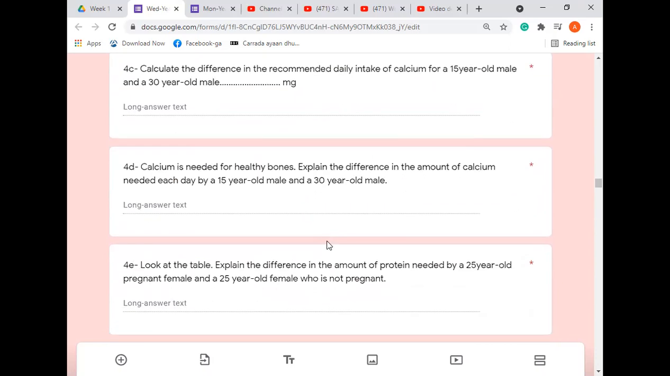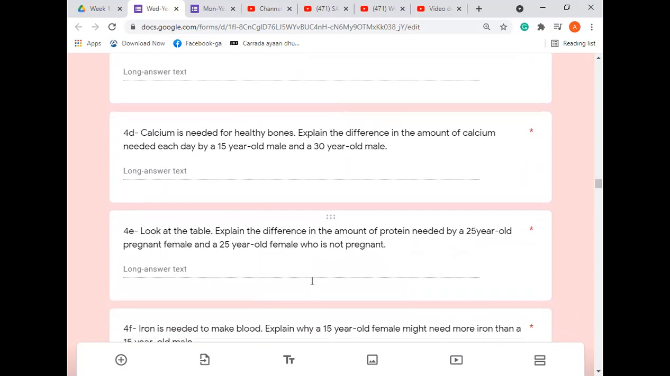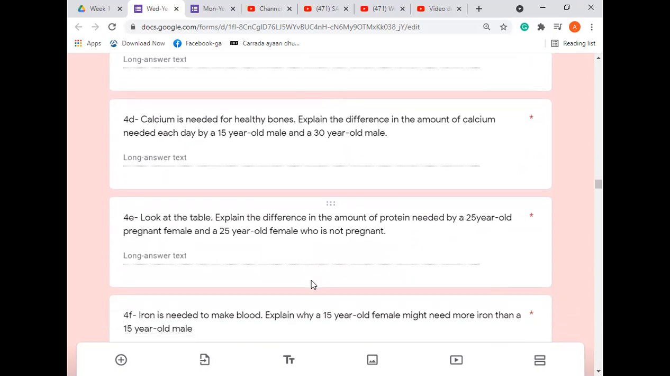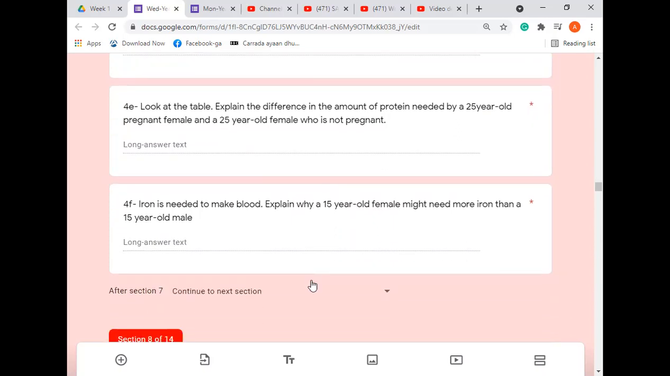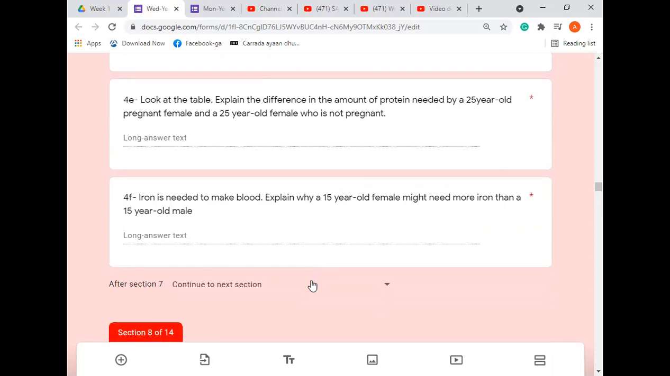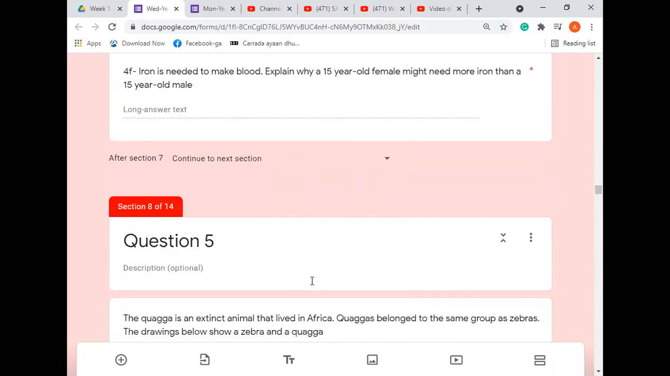Calcium is needed for healthy bones. For healthy bones, explain the difference in the amount of calcium needed each day by a 15-year-old male and a 30-year-old male. Look at the table. Explain the difference in the amount of protein needed by a 25-year-old pregnant female and a 25-year-old female who is not pregnant. Iron is needed to make blood. So explain why a 15-year-old female might need more iron than a 15-year-old male.